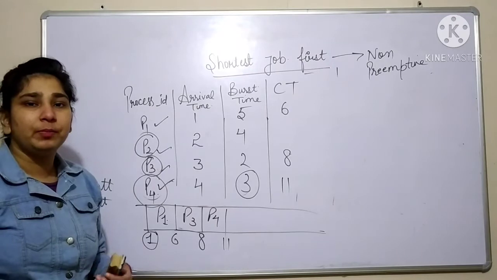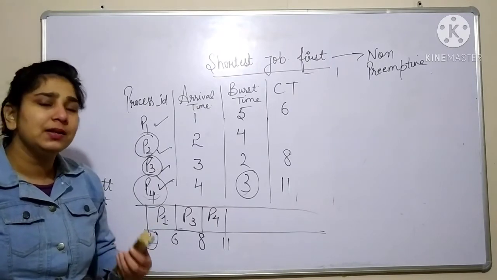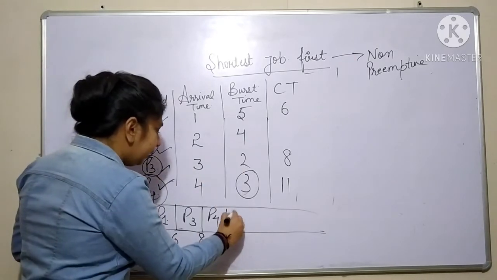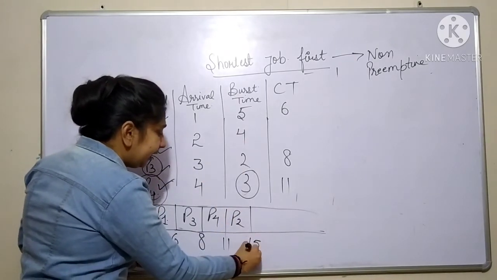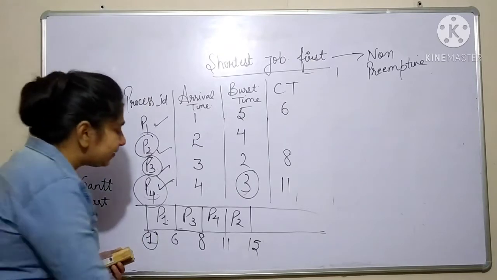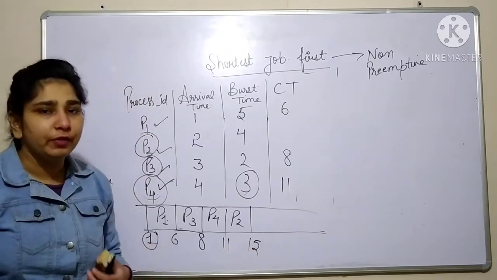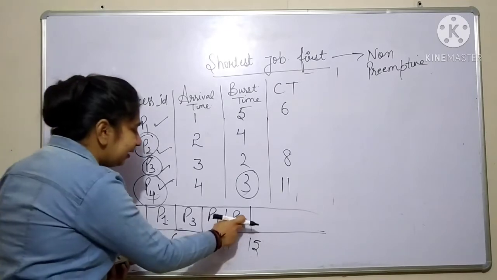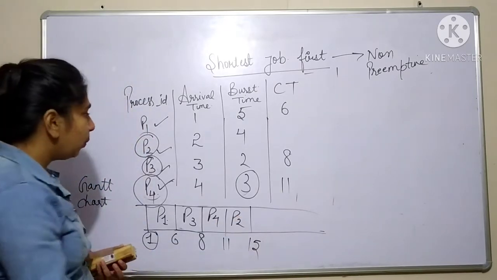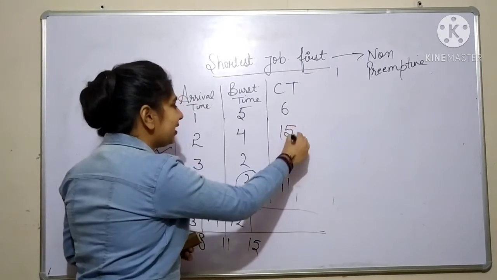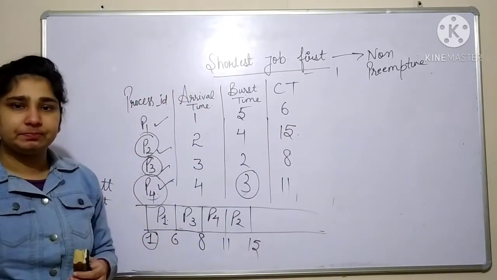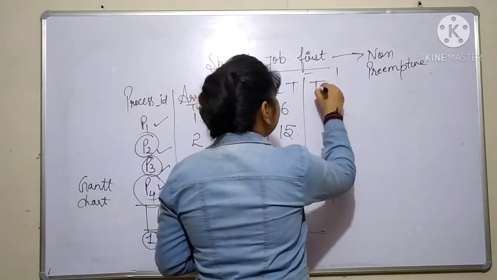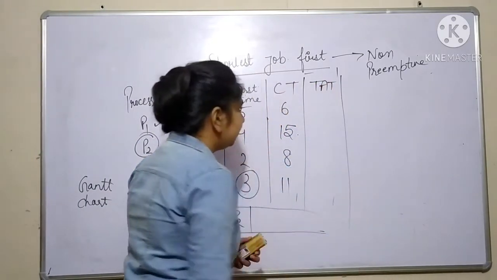Process P2 waited 9 units before getting executed on the CPU. So 11 plus 4, 15. It is going to complete its execution at 15. It is going to be terminated at 15. So what is the completion time of process P2? 15. Now let's try to find out the turnaround time.